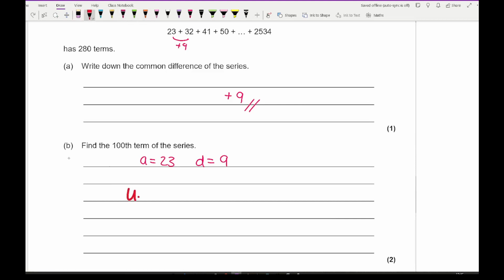So to find u of 100, all we've got to do is use the formula a plus (n minus 1)d and substitute those in, so we get 23 plus 99 times 9, and if I type that all into my calculator I get an answer of 914.